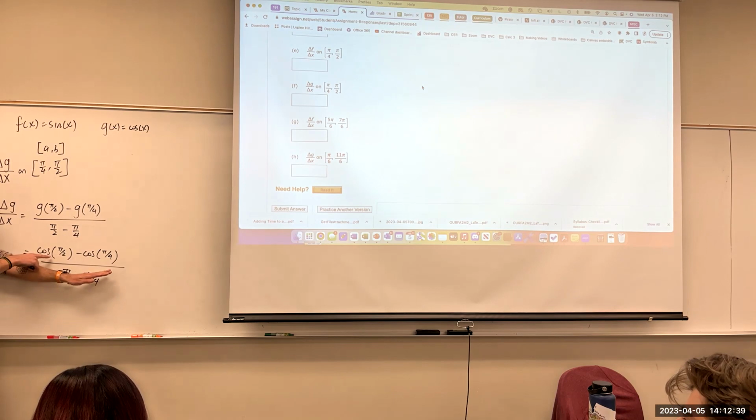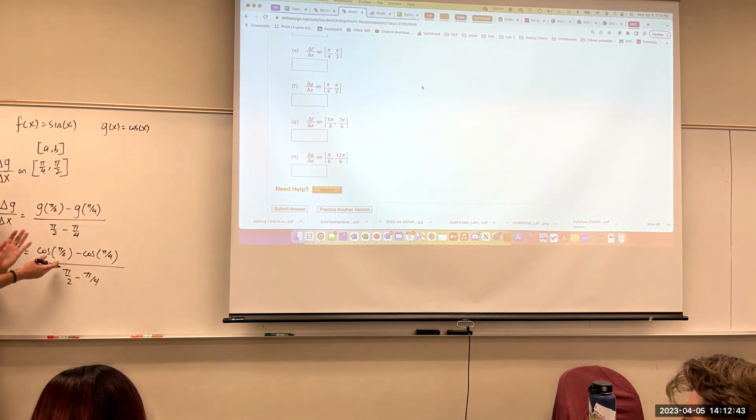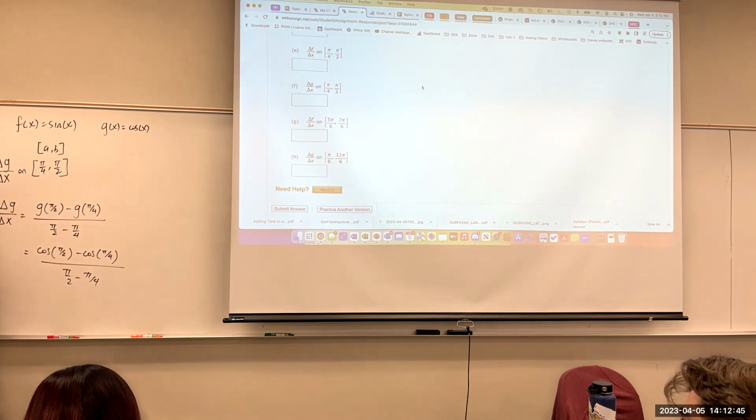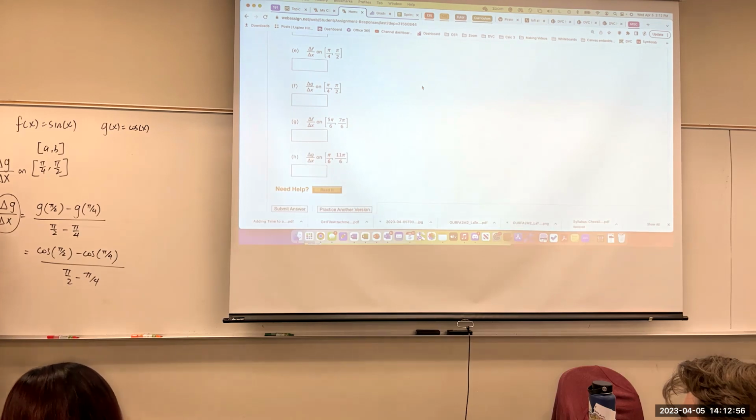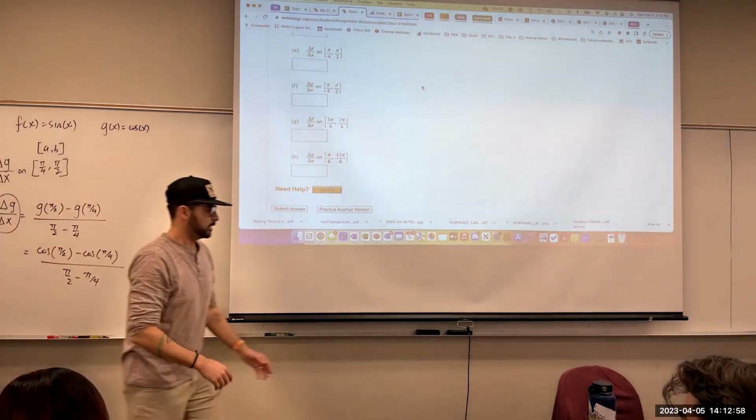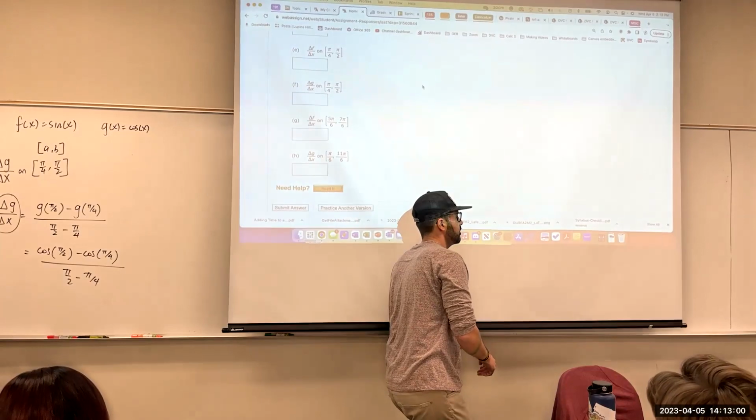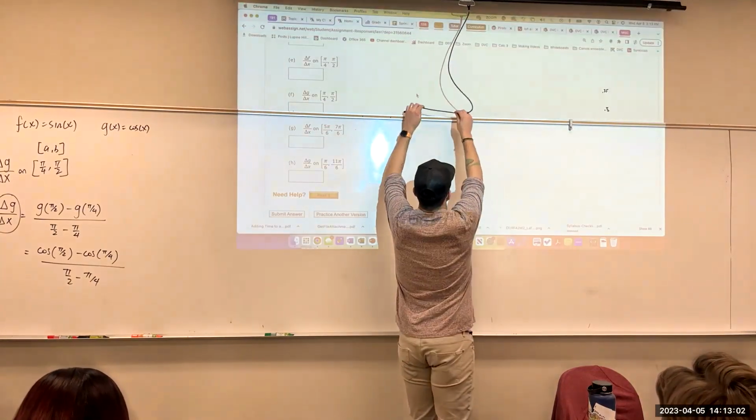But then here you have to use your knowledge of the unit circle and how to figure out cosine of pi over 2 and cosine of pi over 4, and then continue from there and simplify it. So this is just the difference quotient, same old difference quotient that we did on exam 1. Some guidance there to help you out.